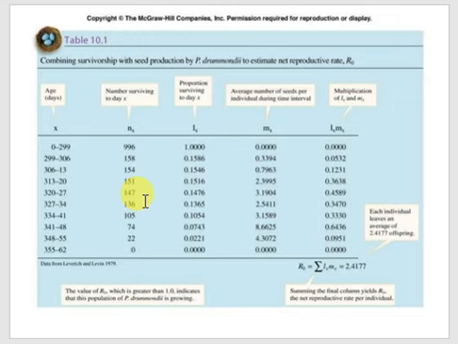So this is a life table that's been created that also combines survivorship with the reproductive function or seed production of this plant species to generate or predict your net reproductive rate. So here, X represents age. For this plant, age is represented by number of days.